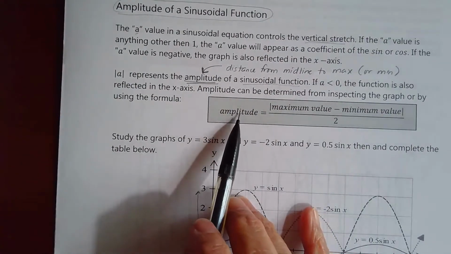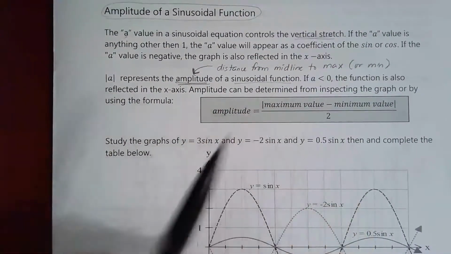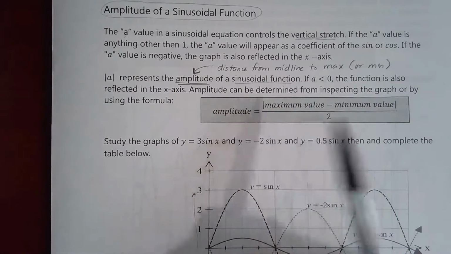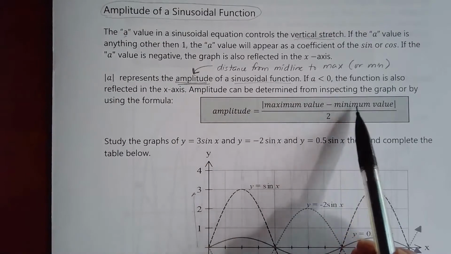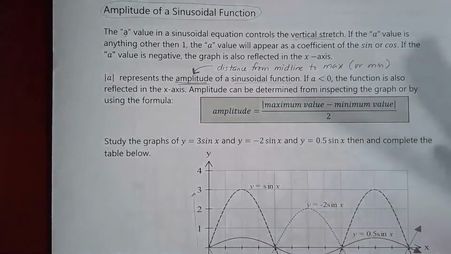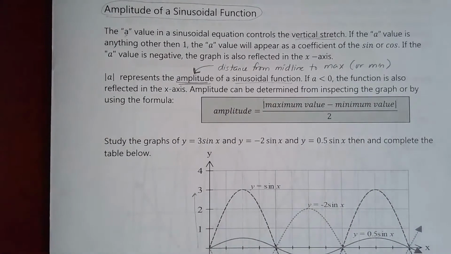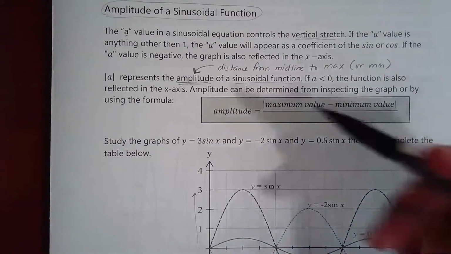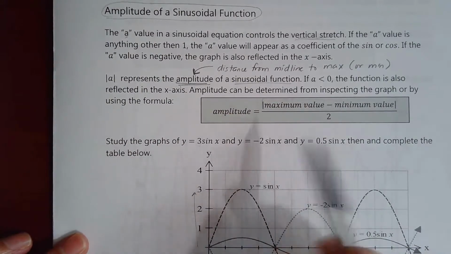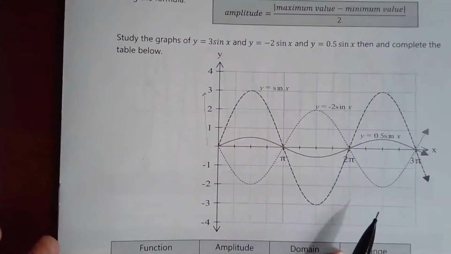Amplitude, we've already seen this formula, and I gave this formula yesterday. Amplitude is equal to the absolute value of maximum value minus minimum value, divided by 2. You see that there is an absolute value there because the amplitude just talks about the distance, or how far apart. So amplitude is going to be a positive value, even though the a is negative. We'll see that right away.